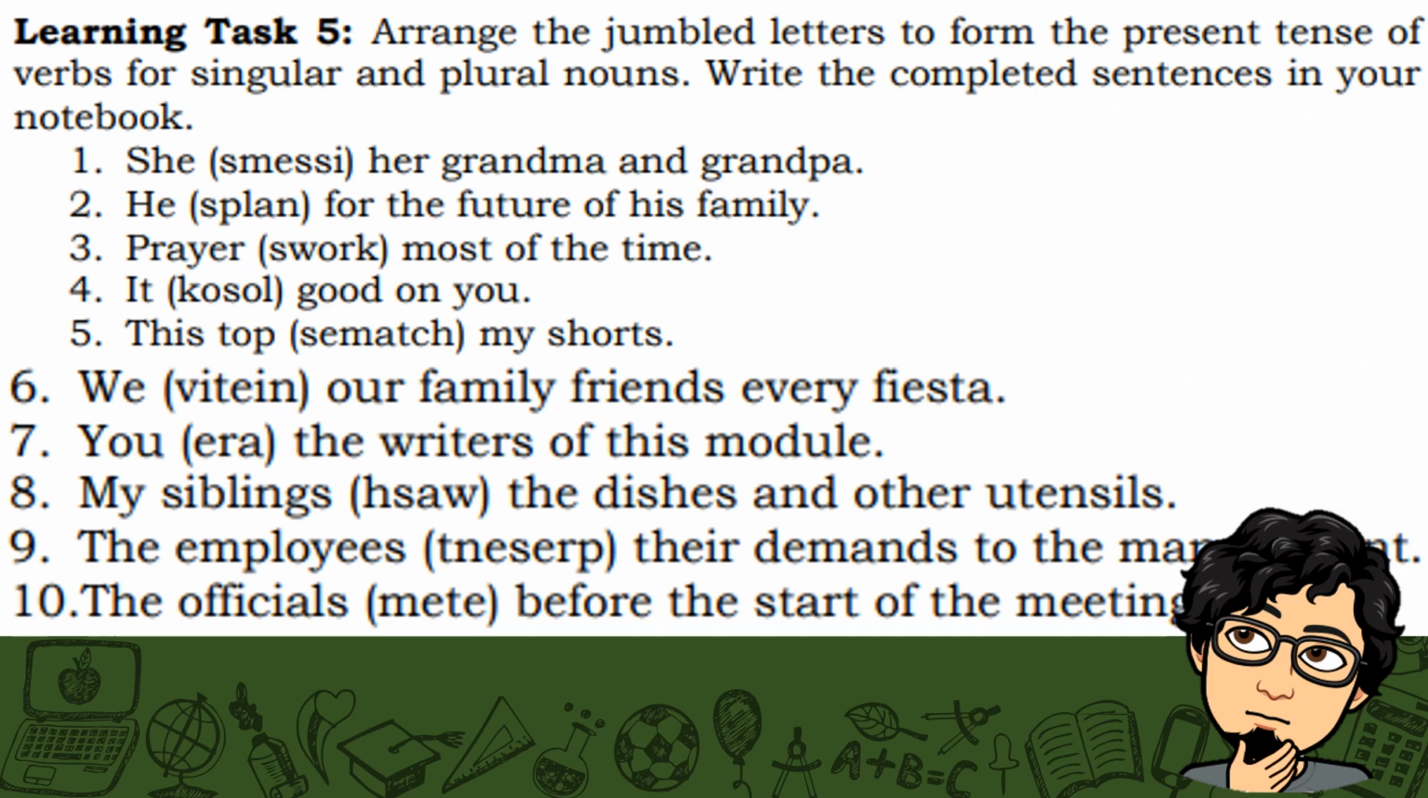Learning task 5 on pages 25 to 26. Arrange the jumbled letters to form the present tense of verbs for singular and plural nouns. For example, she blank her grandma and grandpa.